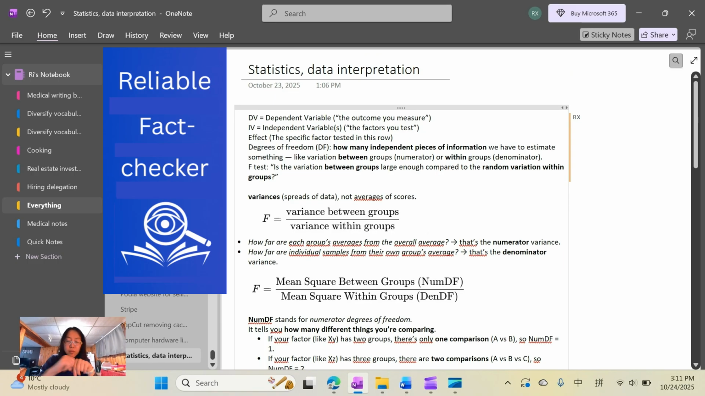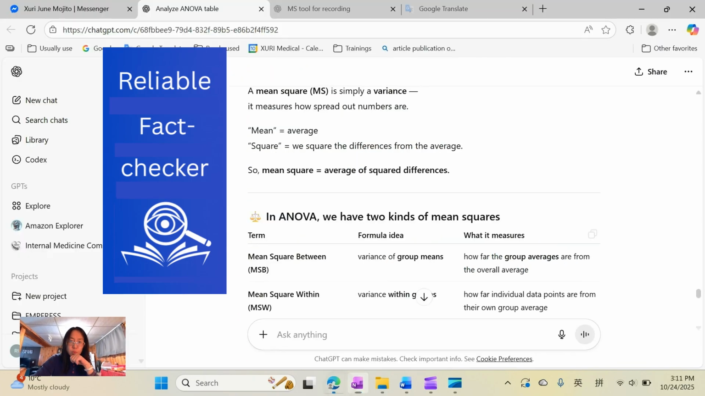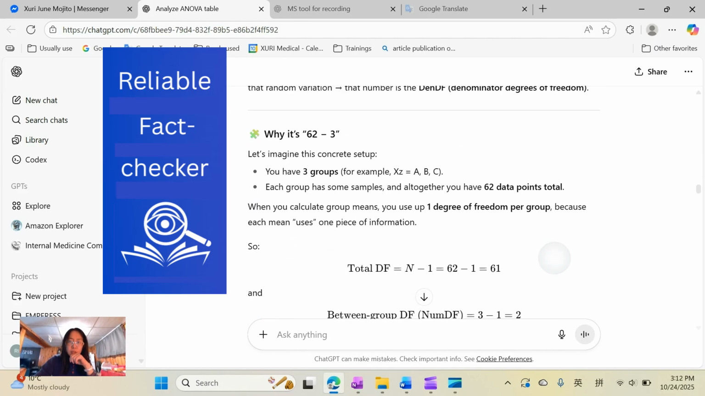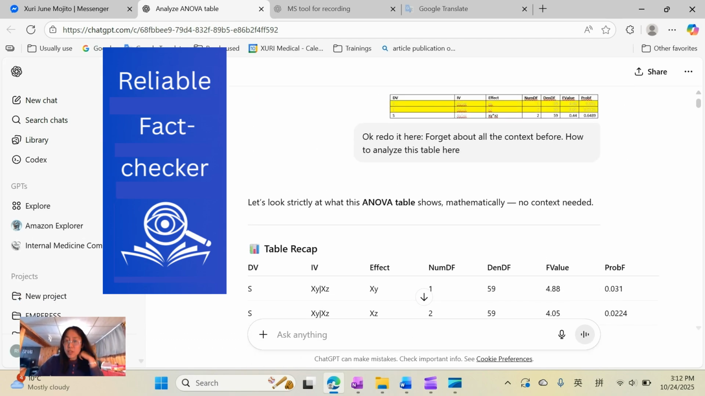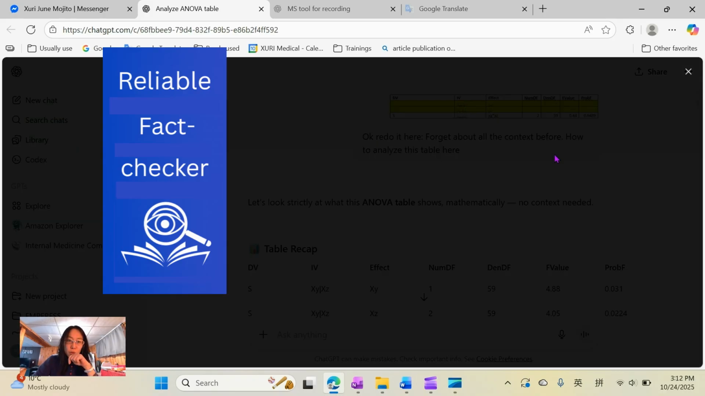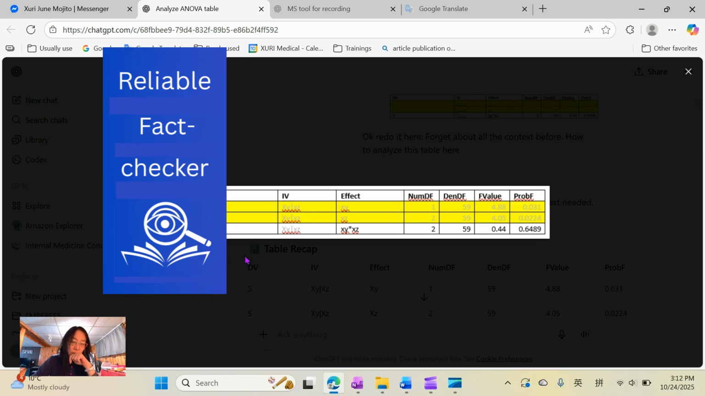So, number one thing, let's go back to the top of the chat. I would like to demonstrate how you can learn things better. For example, if you want to understand how to analyze a table, you'd better just choose one line together with the top headers. But in this case, because every 3 rows are related, I'm choosing 3. And now the DV is the dependent variable.